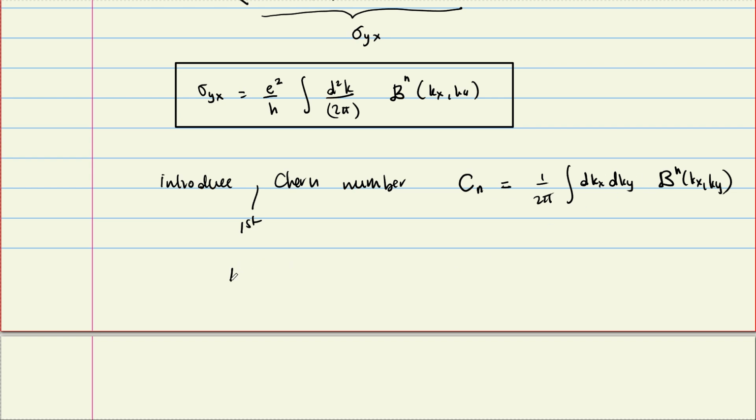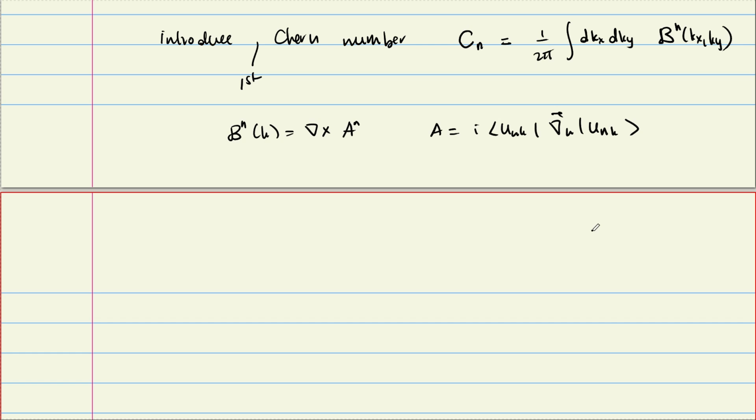So this B_n of k is equal to curl. Let me not write curly A's, it's a little bit awkward to write. And A, also these are band dependent. A is equal to i ⟨u_nk| gradient |u_nk⟩.